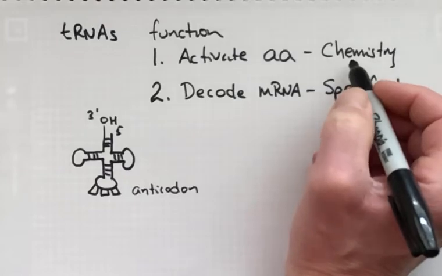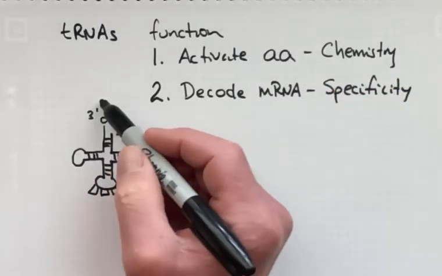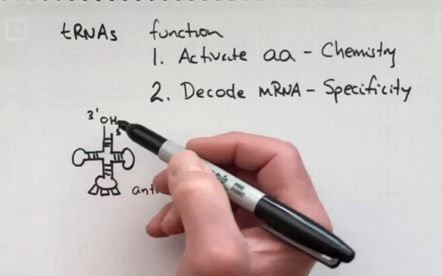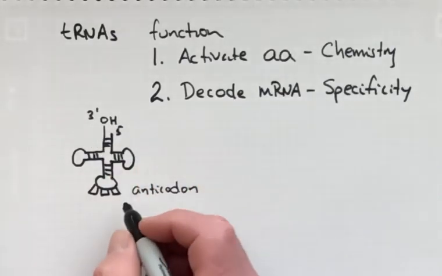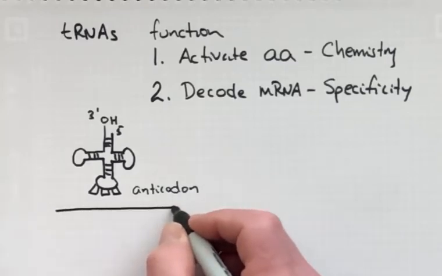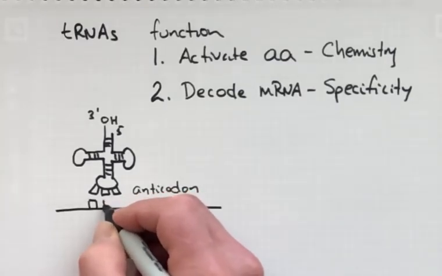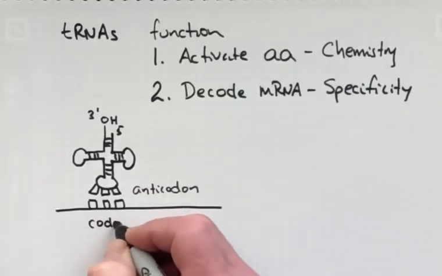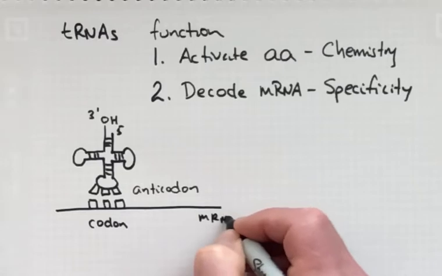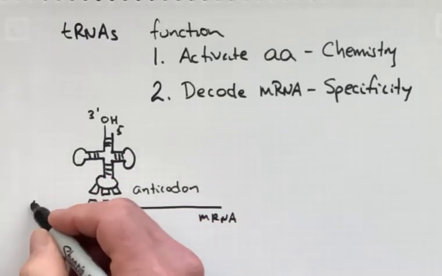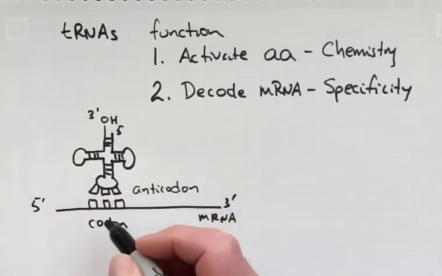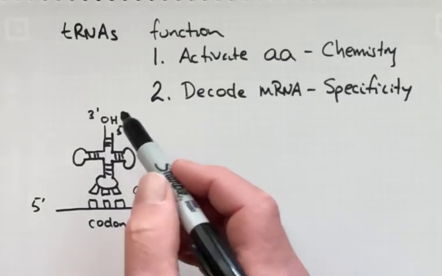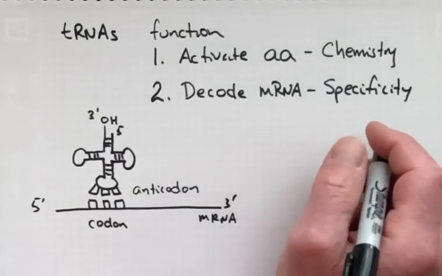The chemistry of tRNAs is all about what's going on here at the 3' hydroxyl, at this terminal nucleotide. And the decoding, the specificity, all has to do with what's going on here in the anticodon, because it is the matching of the codon in the messenger RNA with its 5' and 3' end to this anticodon that ensures that we bring the correct amino acid to this particular codon.